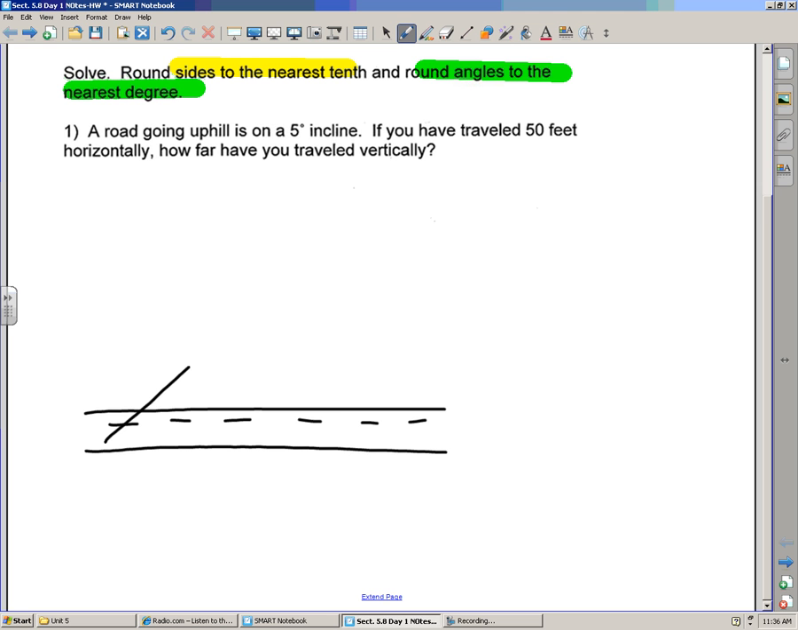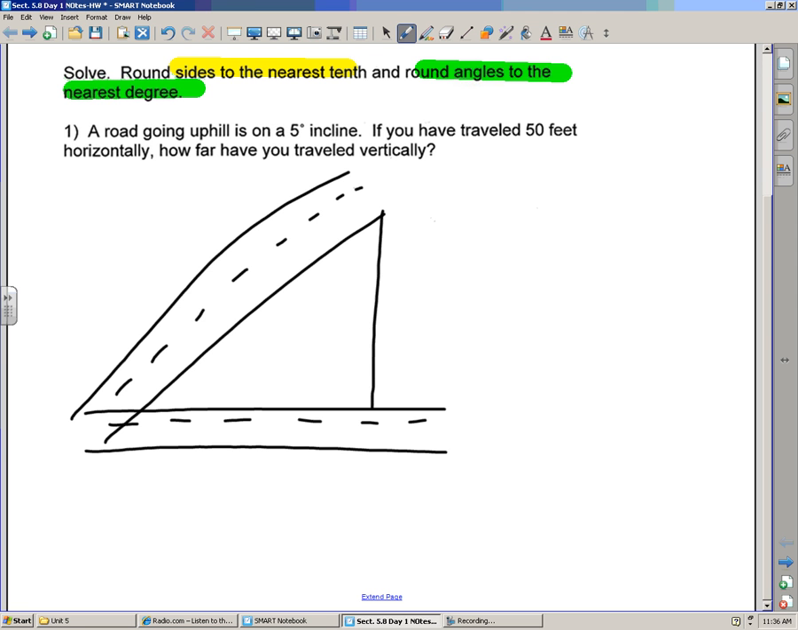And if all of a sudden the road starts going up on an incline of 5 degrees, here's your road. You can actually make a right triangle out of the two roads if you drop down this line right here. So you really have a right triangle within this picture: the road going straight across, the road going up its incline, and those two ends meeting to form your right triangle. It's got a 5-degree incline, which is where the road goes from straight to moving up. You've traveled 50 feet on the horizontal, so down here is your 50 feet.